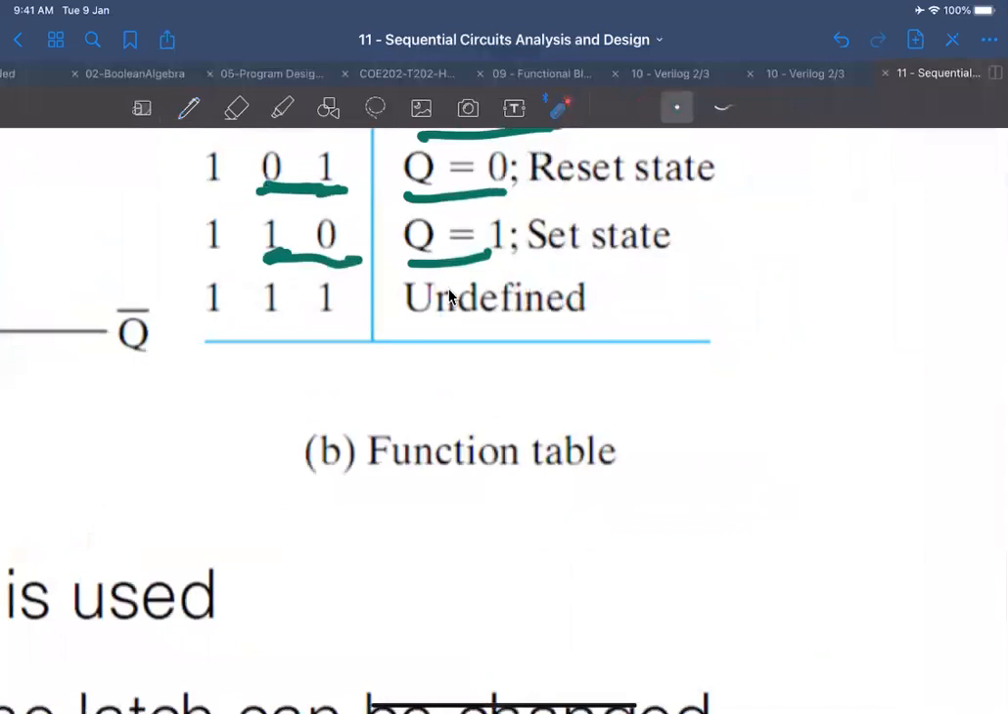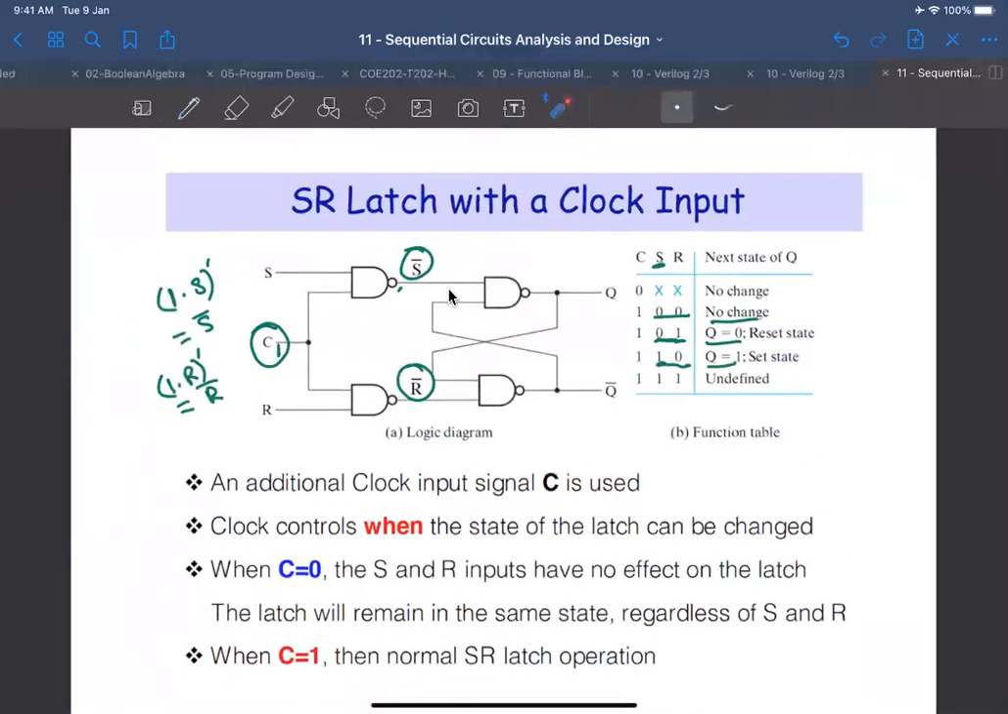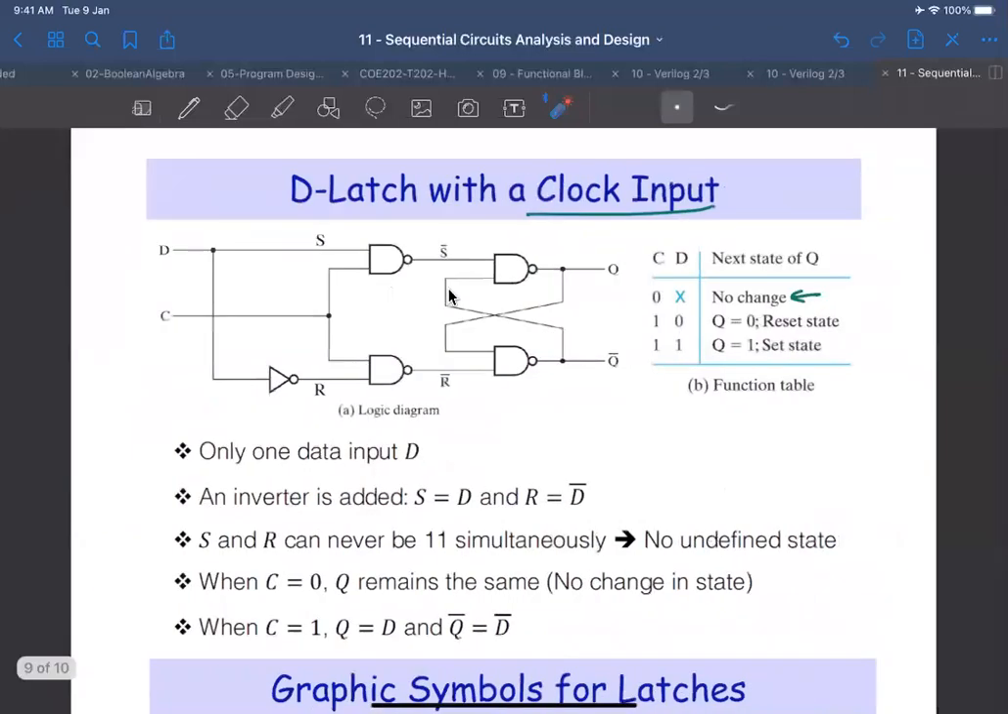We don't want it. So what happens is that you notice that S is always the complement of R when we want to set or reset, right? You see that? So why not have a single input? Call it D, for example. When D is 0, we reset, and when D is 1, we set. So we compute S and R using D. My D is going to be S, and my D complement is going to be R. So eventually you have here D, and here you have D complement.